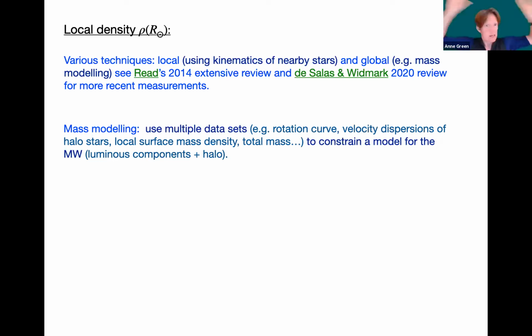Global ones use data from throughout the Milky Way, and for instance, there's a thing called mass modeling. In this case, what you do is you come up with a model for the Milky Way, the luminous components and the halo, and how you think their densities all vary with radius. And then you use a whole bunch of data sets, for instance, rotation curves, which we'll look at in a moment, halo stars, how fast they're moving around, constraints on the surface mass density from how stars move in the disk, and the total mass. And so you then constrain your model and then look at what the local density of your model is.